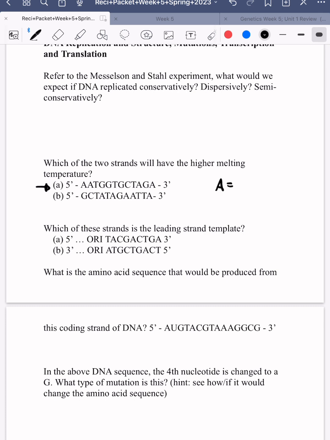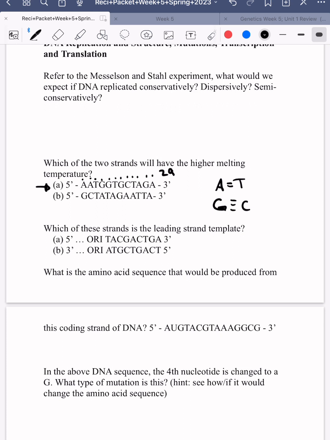So in strand A, if we count up all the hydrogen bonds, we know that adenine and thymine have two hydrogen bonds between them, and we know that guanine and cytosine have 3 hydrogen bonds between them. So this right here would have 2 hydrogen bonds, 4, 6, 9, 12, 14, 17, 20, 22, 24, 27, 29. So this strand A has 29 hydrogen bonds.